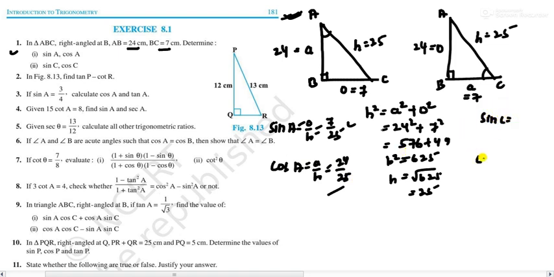Now sin C, cos C. Again O by H, A by H. But in this figure, because angle is at C now, what is O? 24 by 25. And here it is 7 by 25. Got it? So this is how you are going to solve the problems. I hope it is clear.